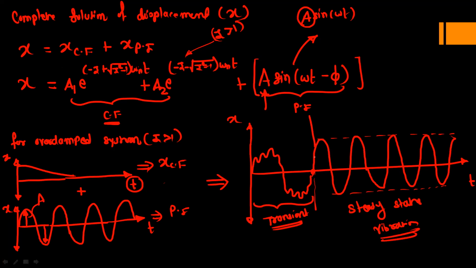If you remove the transient part, then the remaining waveform will remain constant. That means its amplitude is constant with respect to time. This transient part lasts only for a very few seconds. After that transient part, the system vibrates only with the particular integral equation. Therefore we can neglect the effect of the complementary function in the forced vibration. So the complete equation x, by removing the complementary function, we can just write as the particular integral.